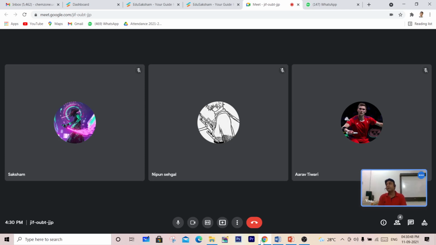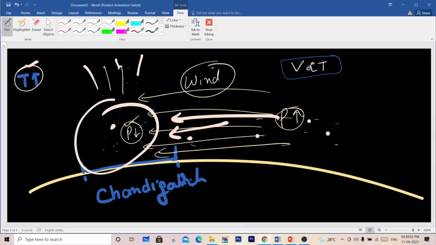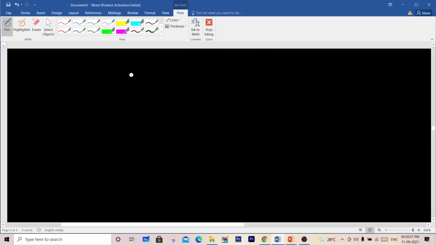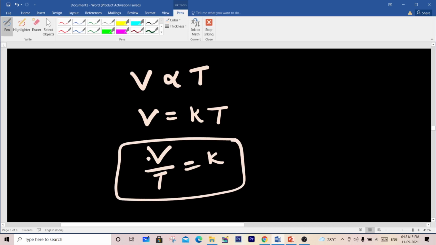This is how the volume and temperature are related to each other. The volume of a given mass of a gas is directly proportional to the temperature applied over it. So volume is equal to some constant K into T, where K is a constant, or I can say V upon T is equal to a constant. This T is in the Kelvin scale.